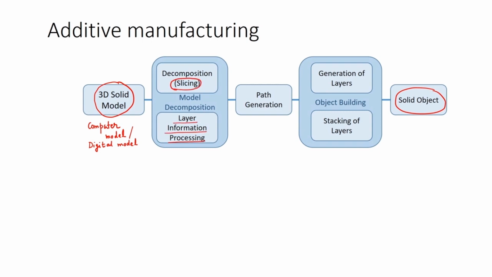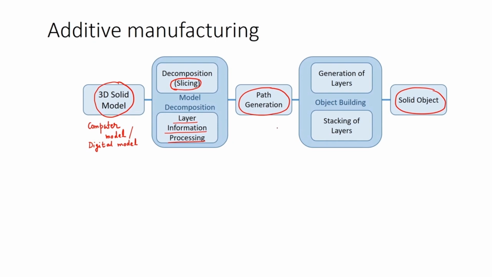Then the information about the layers will be processed and the path will be generated. This path is nothing but the relative motion between the tool in the generative manufacturing process and the work part. We will be seeing one of the examples of additive manufacturing in the later slides.